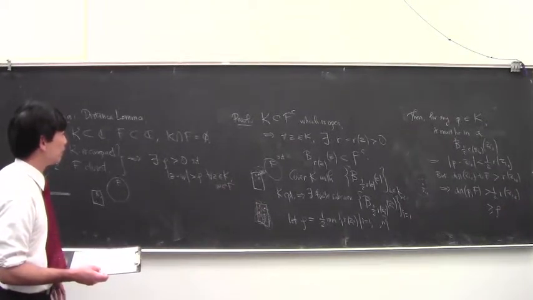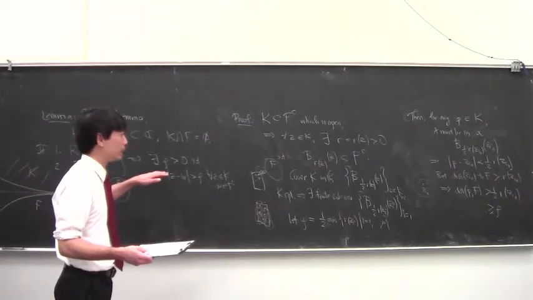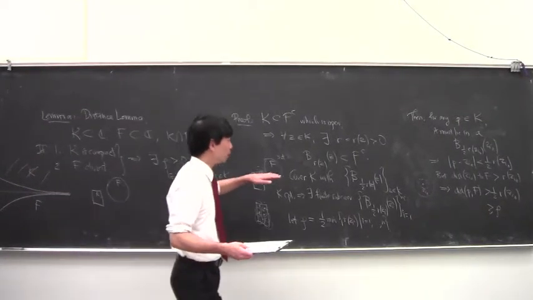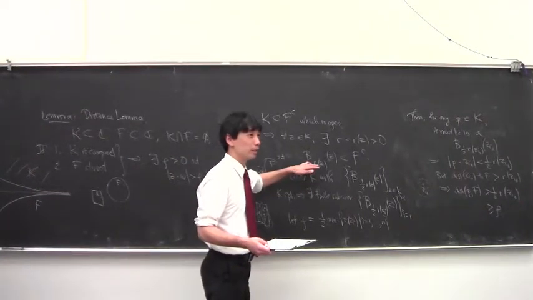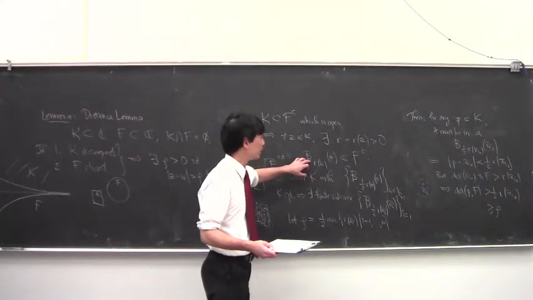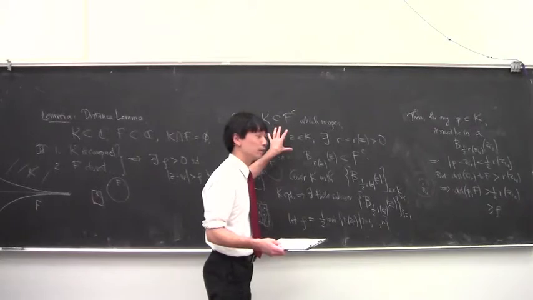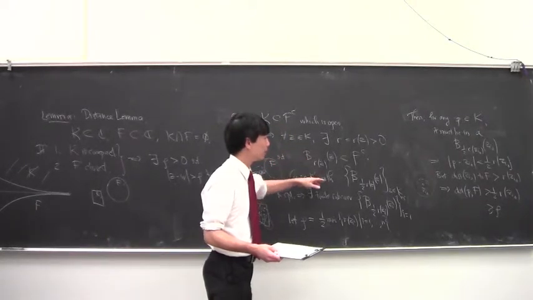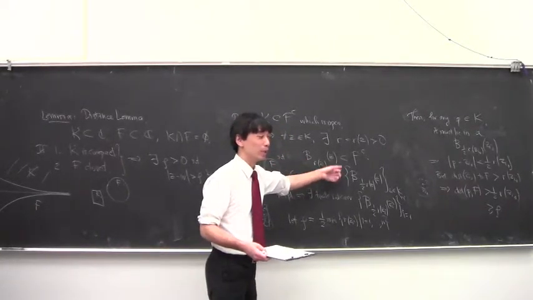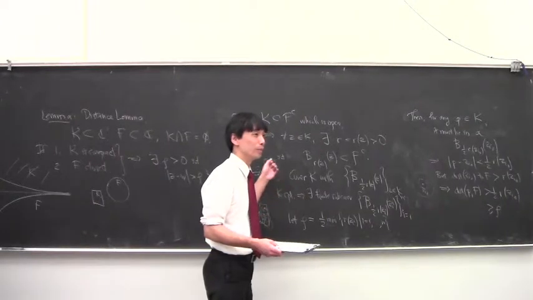So being open in a metric space simply means that every point in the set is contained in a ball within the set. It may not be your Euclidean ball, but you'll have some notion of ball in your metric space.